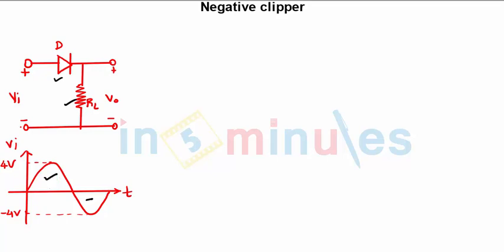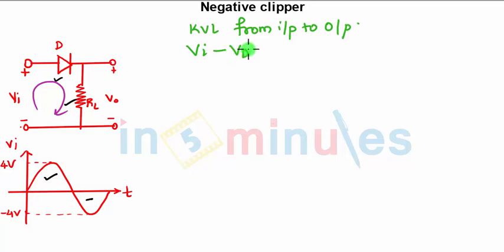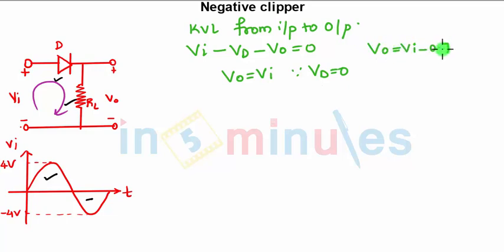So, in this circuit, when you apply KVL in this part, what will be the equation for KVL? From input to output will give you VI minus the voltage across the diode, ideally we are considering it as 0, minus VO equals 0. That means VO is VI, since we are considering the voltage drop across the diode is 0. If a practical diode is given, the voltage drop will be 0.7. So in that case your equation will be VO equals VI minus 0.7. This is the only difference between the ideal and practical case.